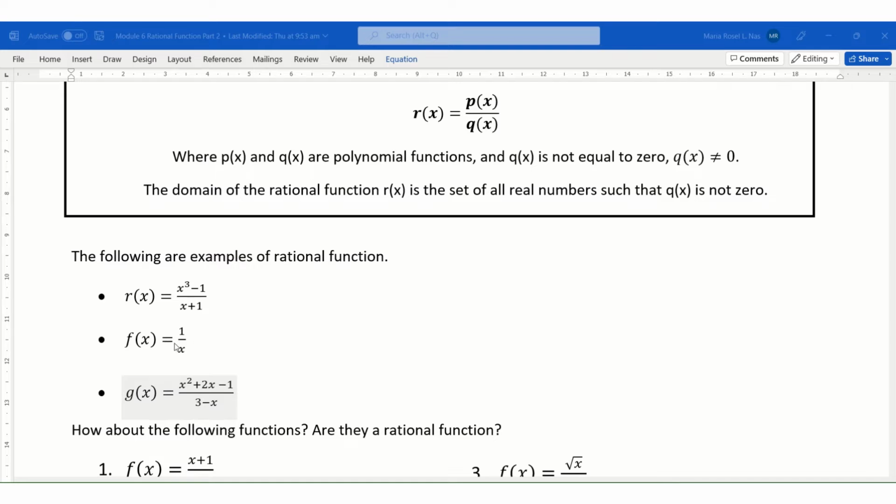So dito din, yung 1 natin is a constant function and yung nasa ilalim natin is an identity function. So both are polynomial functions. So therefore, this is a rational function.